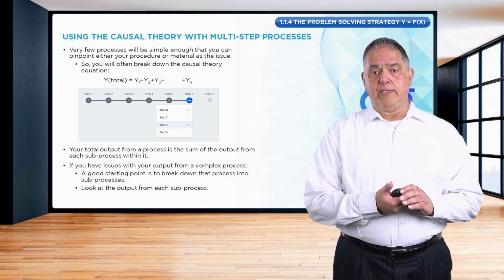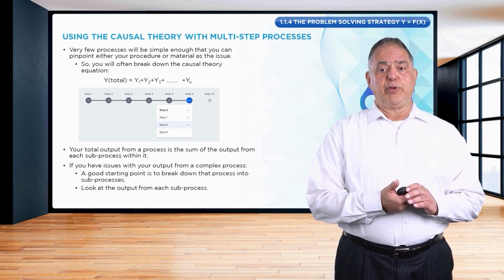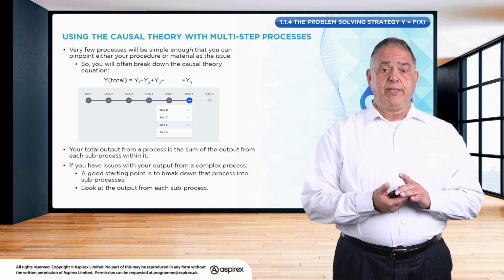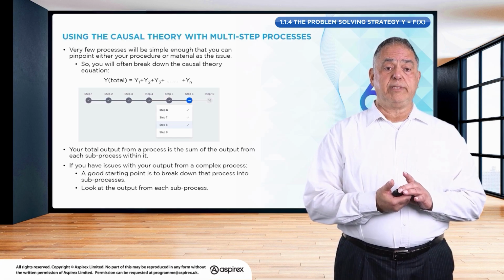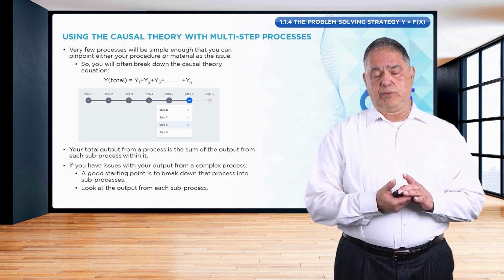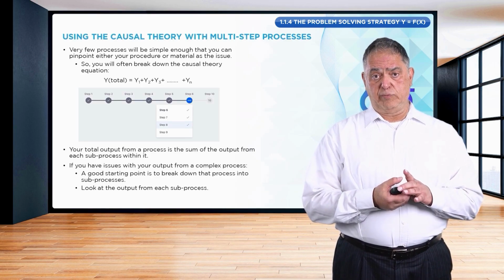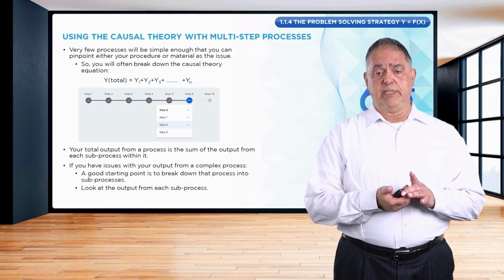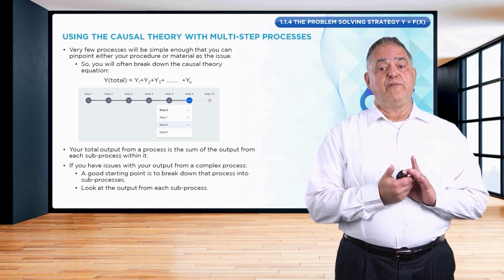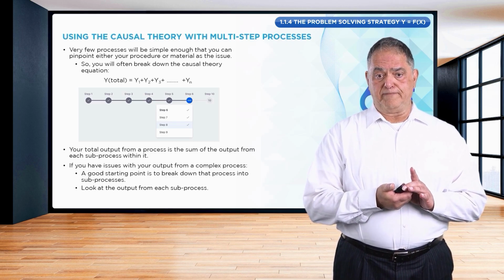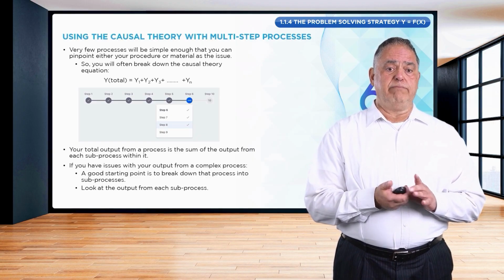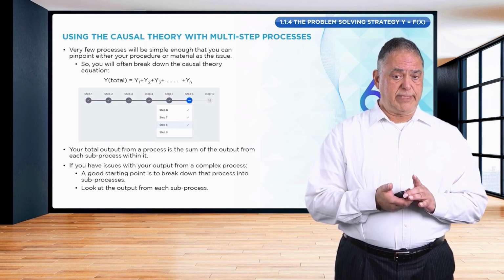Now, if you have issues with your outputs in the context of a complex process, then a good starting point is to break down the process into sub-processes or individual steps that have to be completed in a specific order. And you have to look at the output from each of the sub-processes. And the figure that we have illustrates the concepts that I just described.